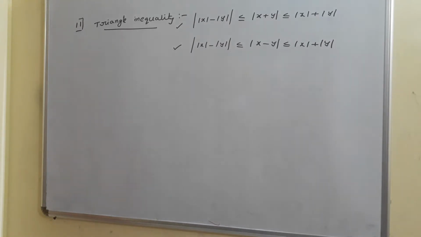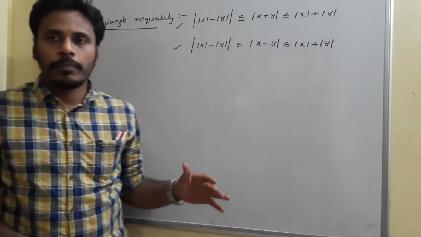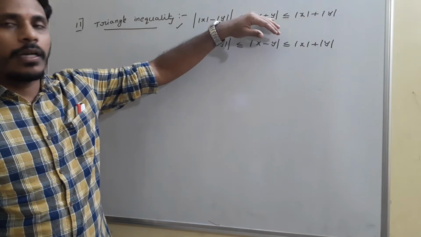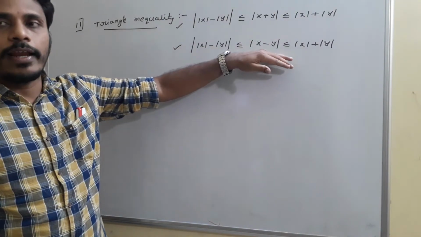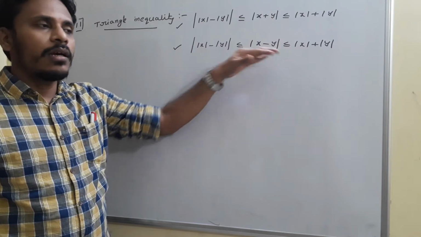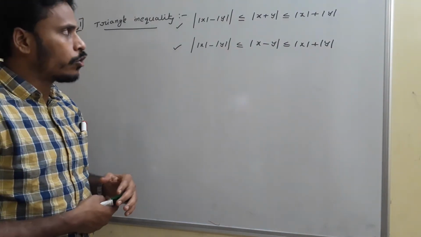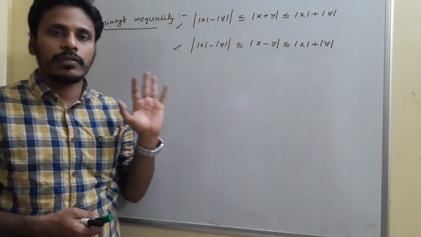Triangle inequality related to the modulus. Step by step we need to prove. Okay, so there are different parts actually. If the first part is clear, then automatically we will arrive at the second part. And in proving this triangle inequality, we are going to utilize all the different properties related to the modulus which we discussed in the previous classes.